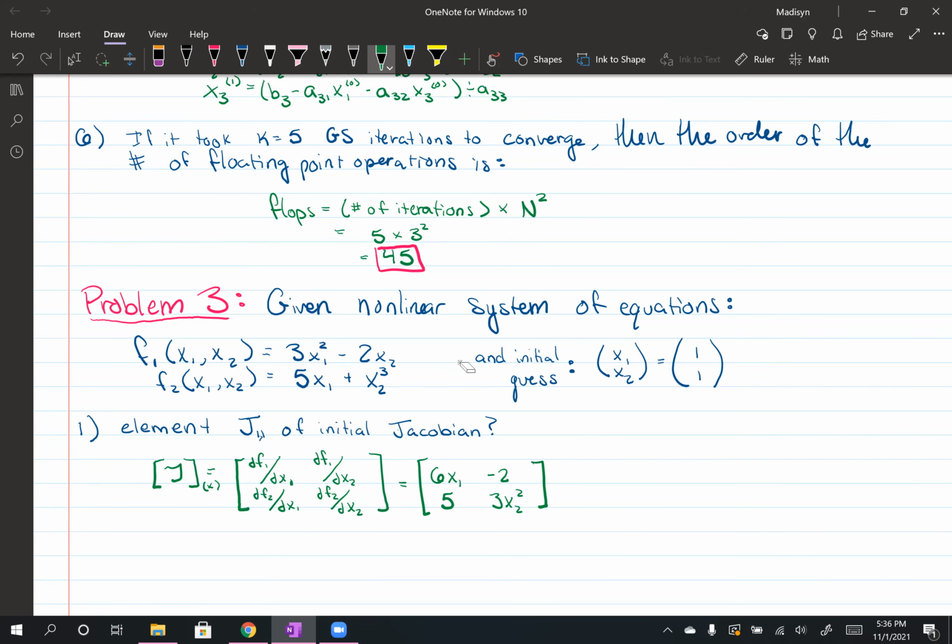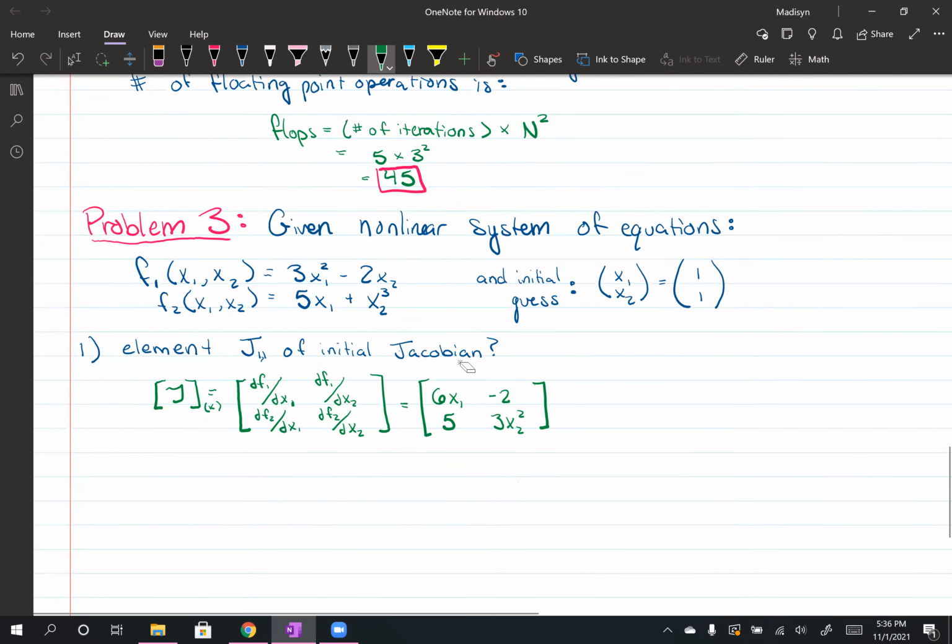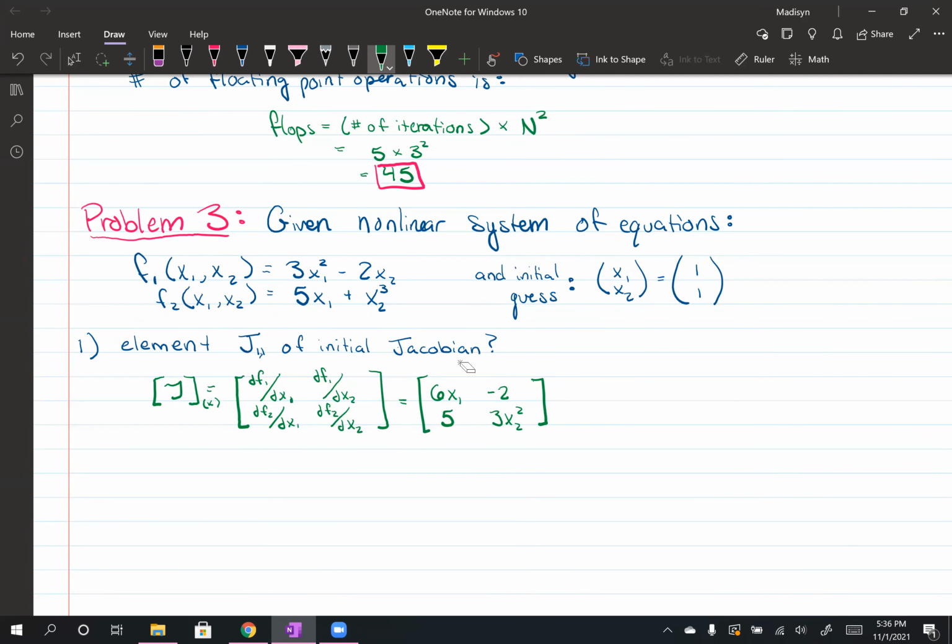So to find the initial, we just plug in our guess. So it becomes 6, negative 2, 5, and 3. So we'll ask for J11. Okay, the answer is 6. Ta-da! That's it.